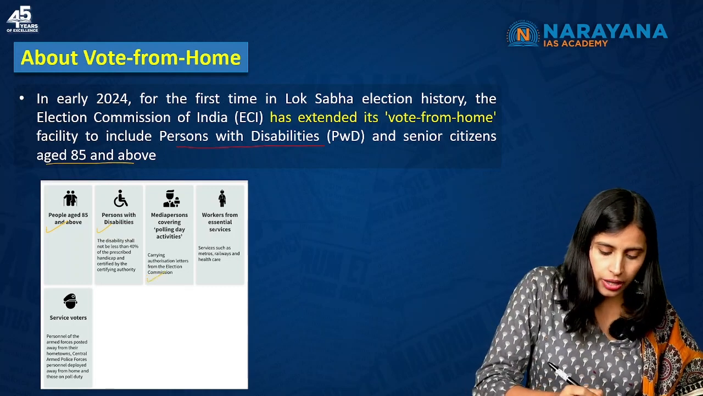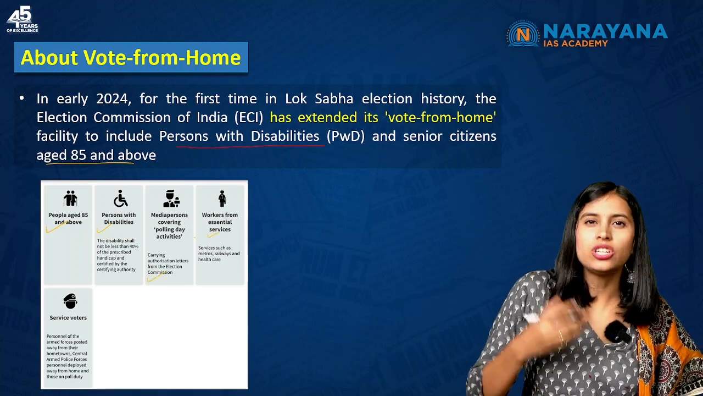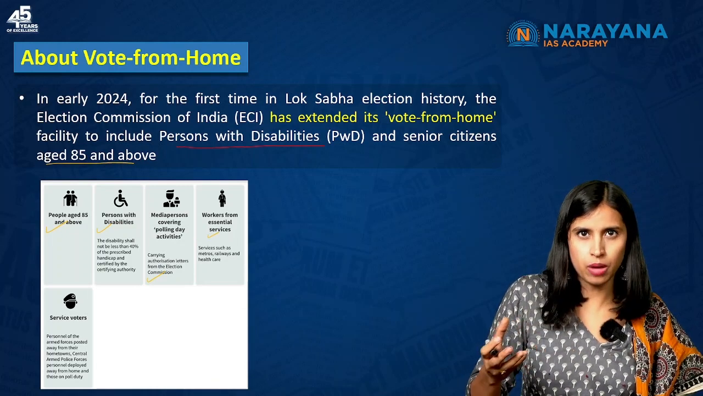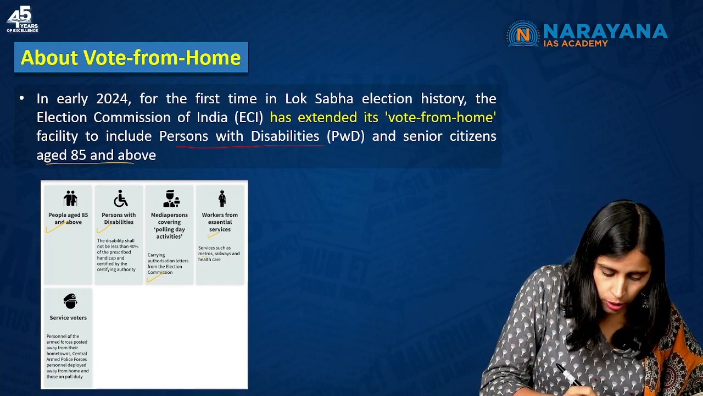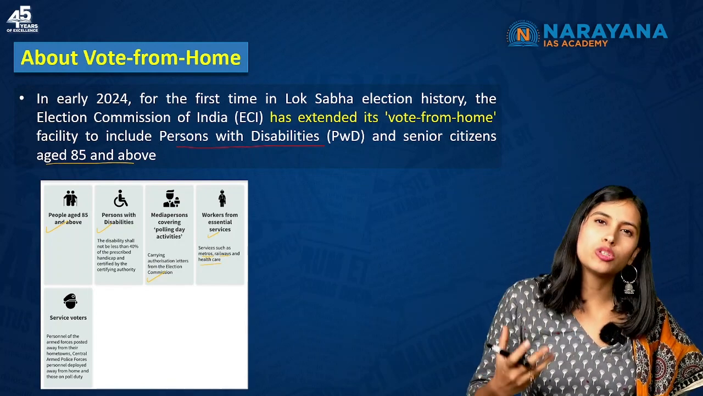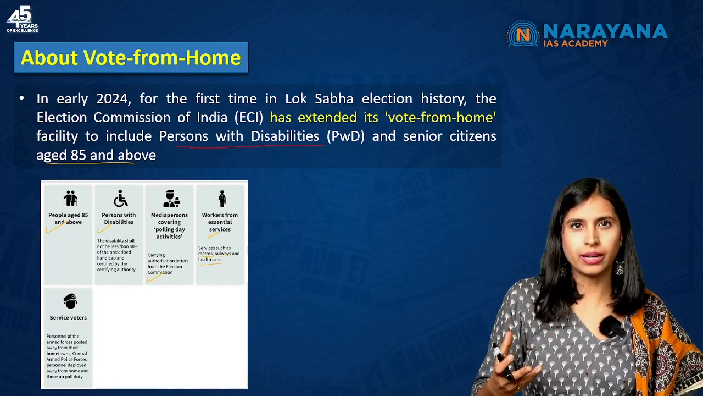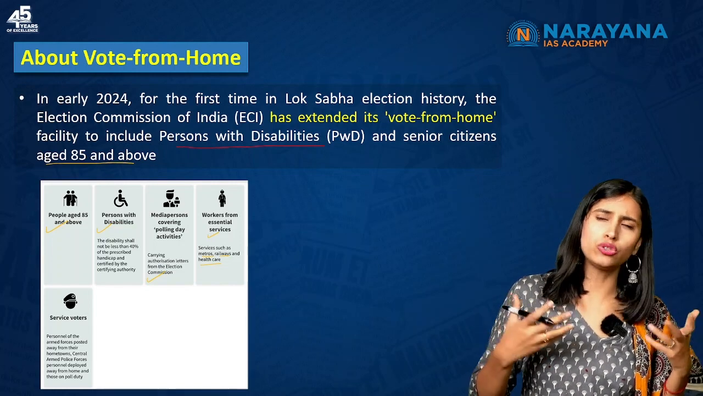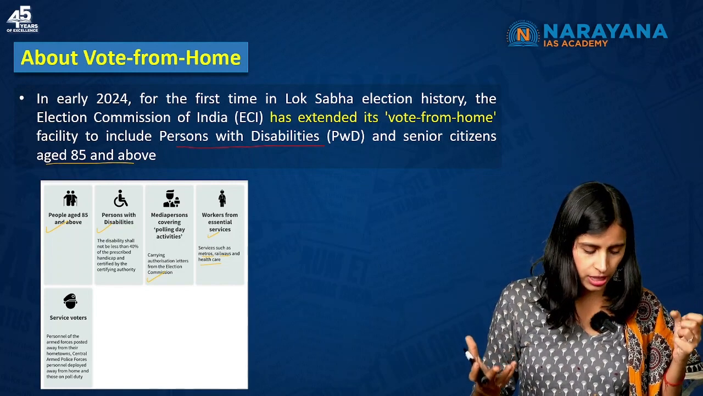Next are workers providing essential services during the election process, like metros, railways, and healthcare. If they are not present, nothing can be done. So they can also exercise it in advance, saying that during that time we are giving essential services, so we should also be given the vote from home facility.